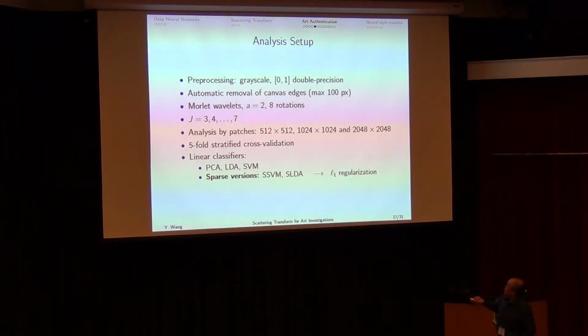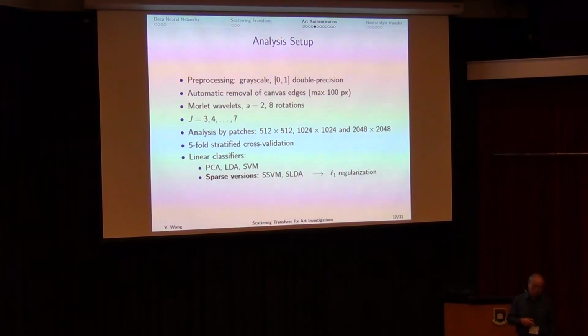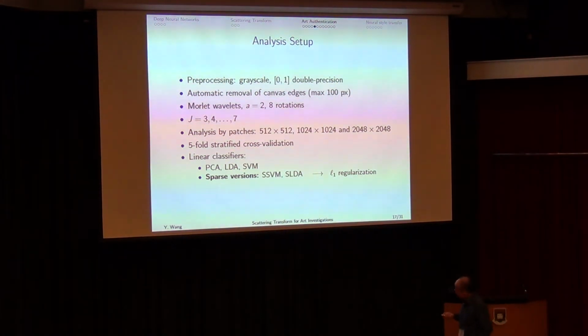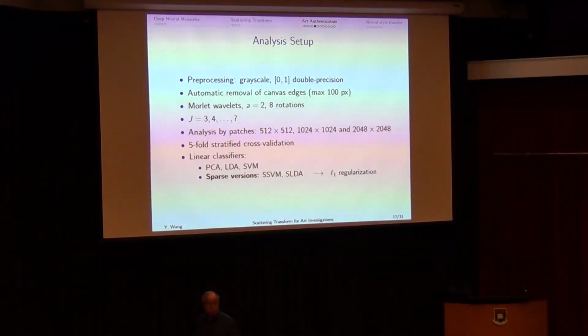We tried different ones: 3 layers, 4 layers, all the way to 7, which is too many. You definitely don't need this many. Then we take the features and, as is typical practice from the Mallat group, we simply use a linear classifier like SVM or PCA. It turned out to be really good. Then of course we realized that if you add a sparse version of SVM or linear discriminant analysis, you can actually improve the results.